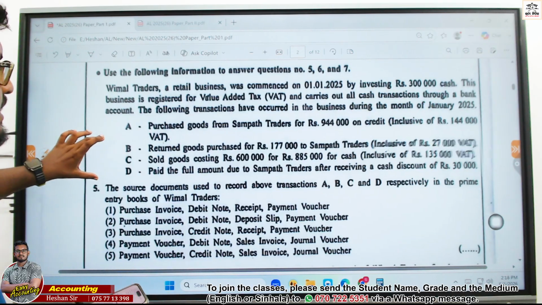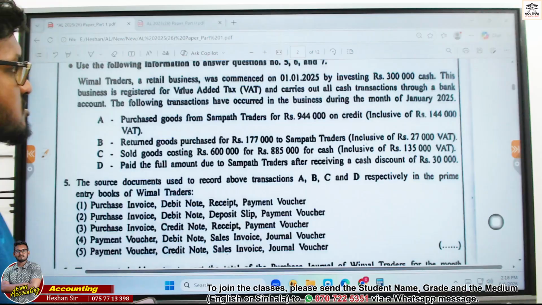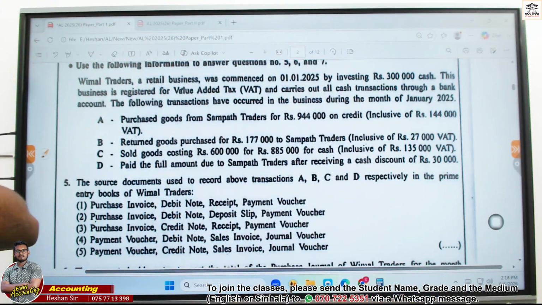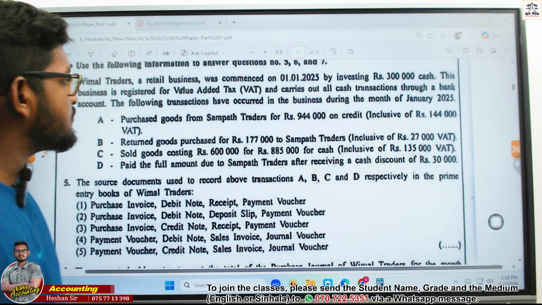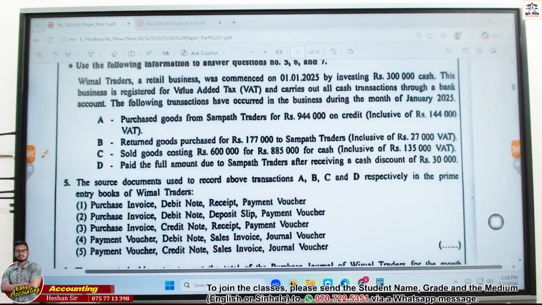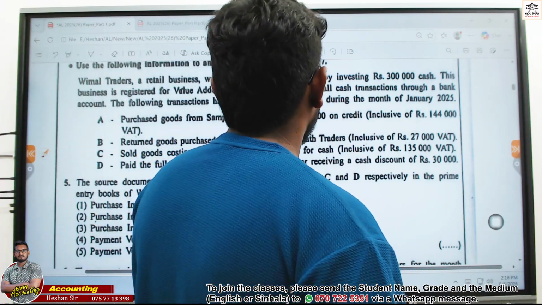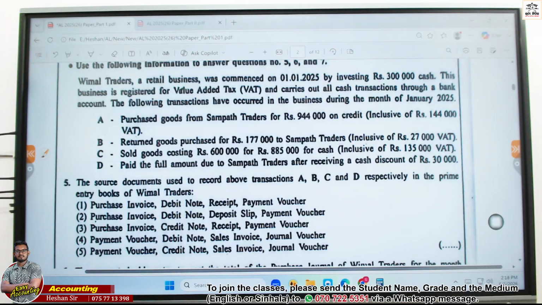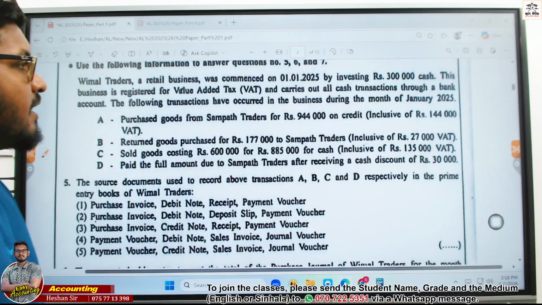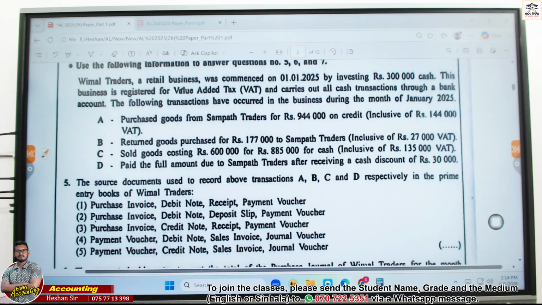Vimal Traders, a retailing business, was commenced on 1st of January 2025 by investing 300,000 cash. This business is registered for value-added tax and carried out all the transactions through a bank account. The following transactions have occurred in the business during the month of January 2025. Purchase goods from Sampath Traders 944 on credit, exclusive 100,000 144 VAT.